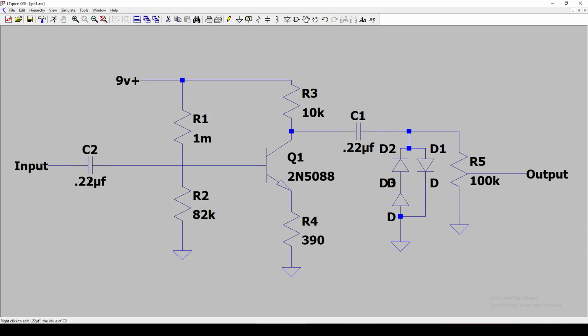Our input comes in here. We run into an input capacitor. Now, this capacitor is a coupling capacitor. As you can see, we've got a 9-volt power source up here. There's a resistor here, and a transistor, but there is direct current in this area of the circuit, and you really don't want that extending further back in this direction.